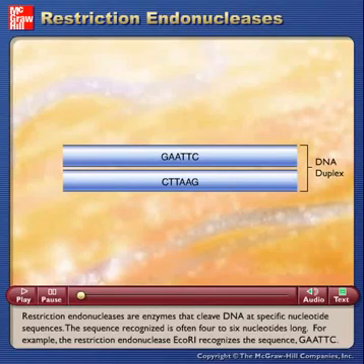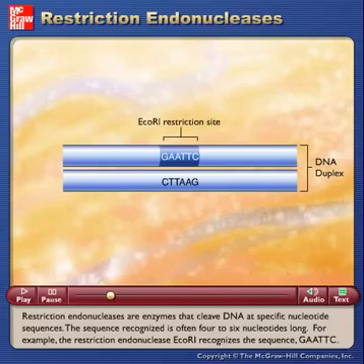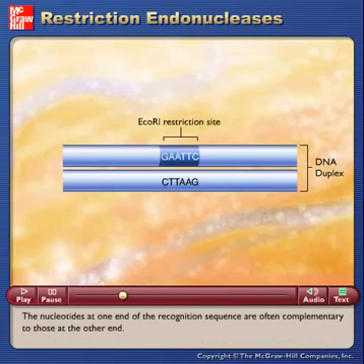Restriction endonucleases are enzymes that cleave DNA at specific nucleotide sequences. The sequence recognized is often 4 to 6 nucleotides long. For example, the restriction endonuclease EcoR1 recognizes the sequence GAATTC.